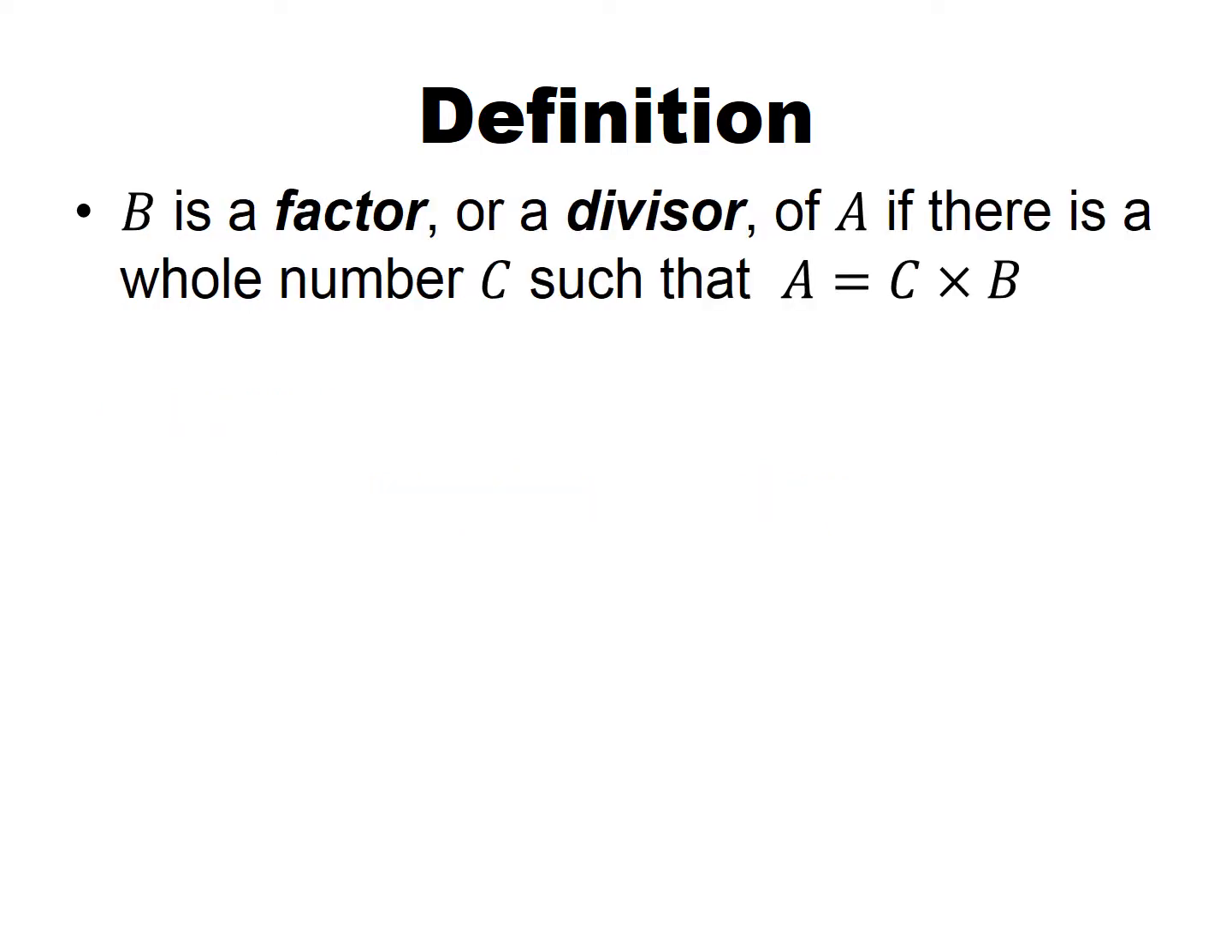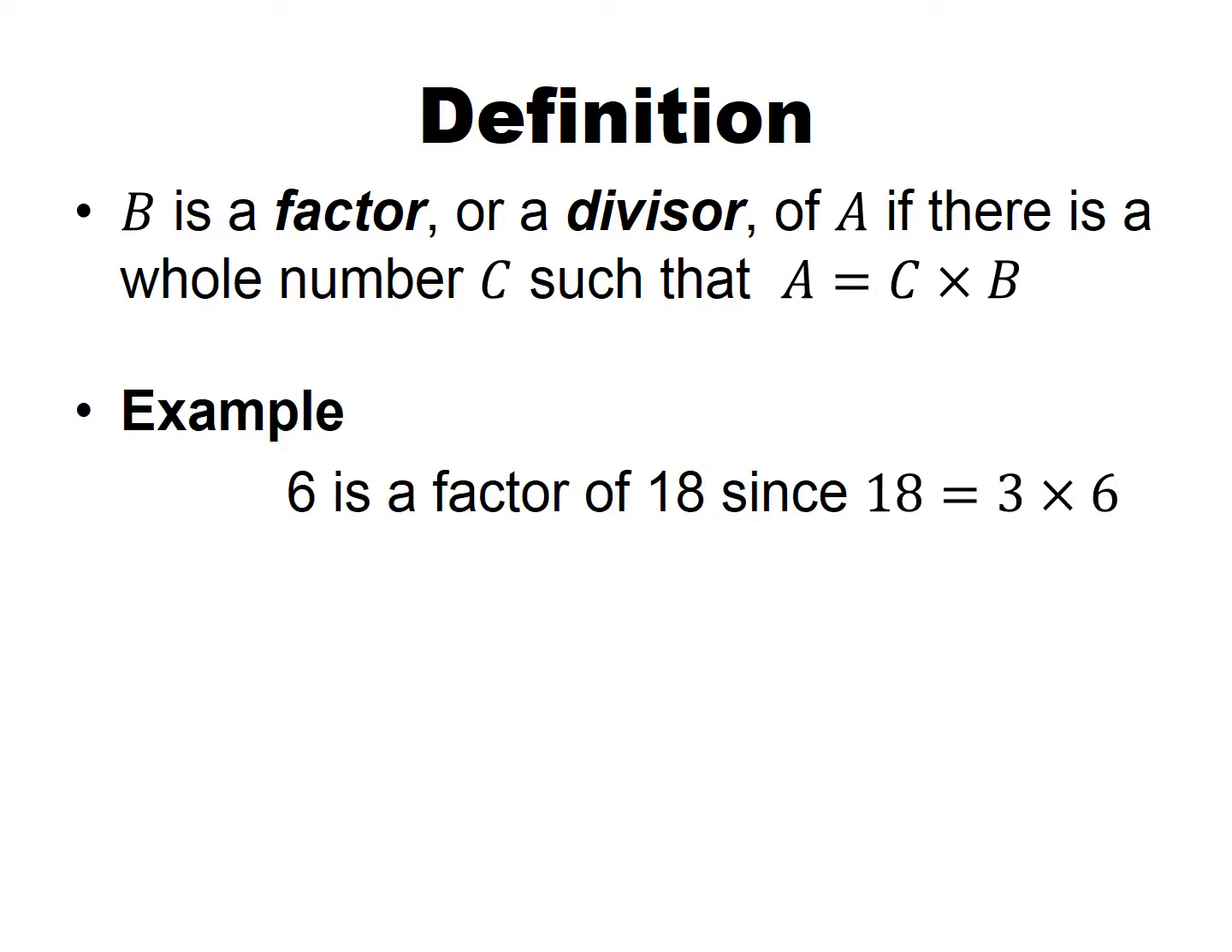Second definition, B is a factor, or we also say a divisor, of a number A if there is a whole number C such that A equals C times B. Again, kind of a confusing definition because there are lots of letters, so let's illustrate it with an example. 6 is a factor of the number 18, since 18 is equal to the whole number 3 times 6. And that's all we need to do to show that 6 is a factor of 18. Just show that 6 times something equals 18.